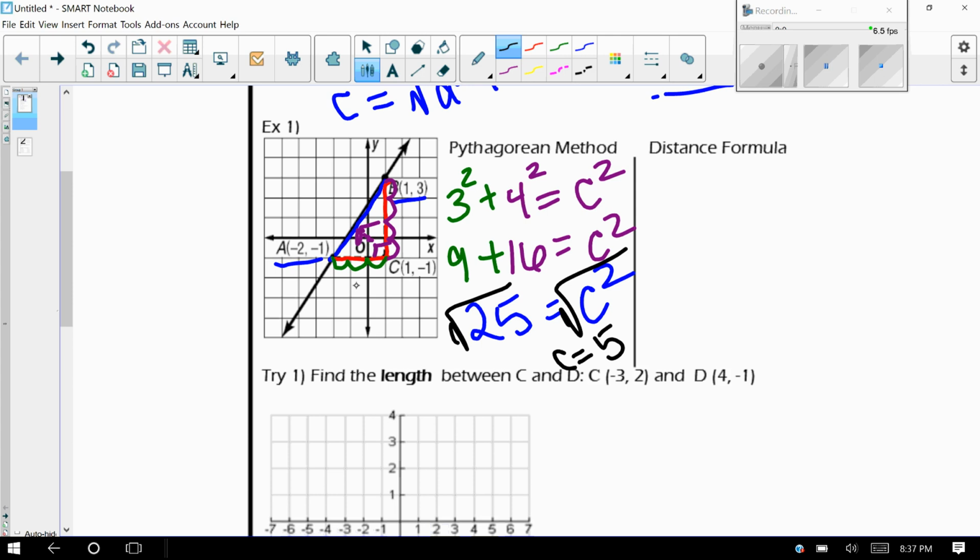So we said that the green one right here was 3. We said the vertical one right here was 4. And then we said, now we know that the blue one right here is 5. This is a 3, 4, 5 triangle. This is very important. We're going to use this triangle a lot.